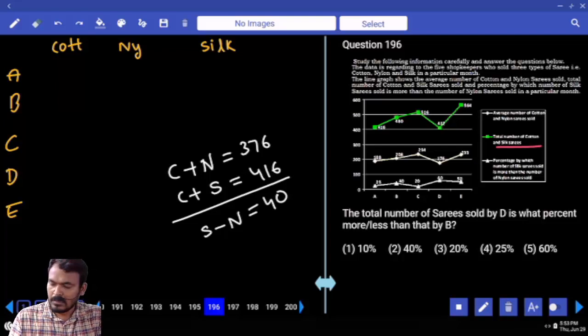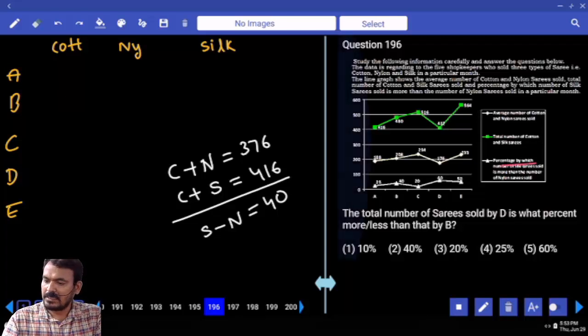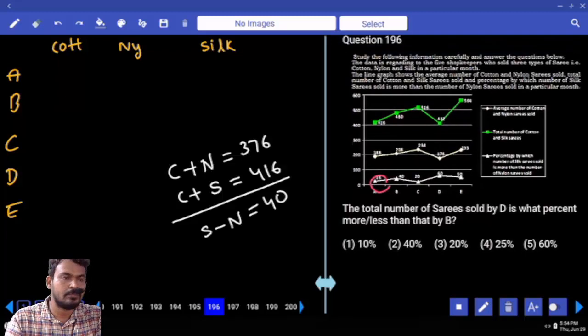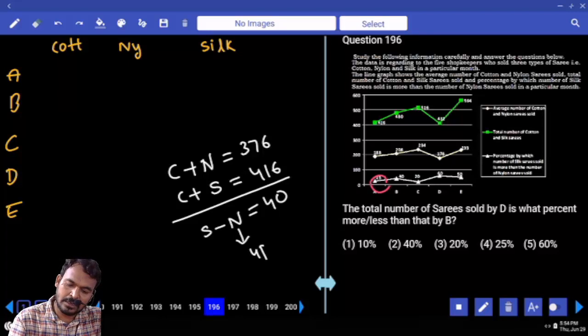What is the next line? Percentage by which the number of silk sarees sold is more than the number of nylon sarees sold. Silk compared to nylon, how many percent more? 25% more. 25% means what fraction? 1 by 4. If nylon is 4 parts, silk is 5 parts. Difference is 1 part, that is equal to 40. 4 parts are 160. Next, 5 parts are 200.